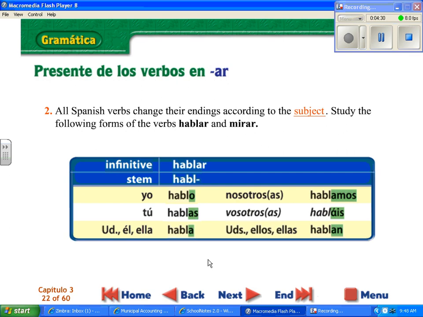As you can see, we dropped the R and we applied the appropriate ending for every specific different person or subject.